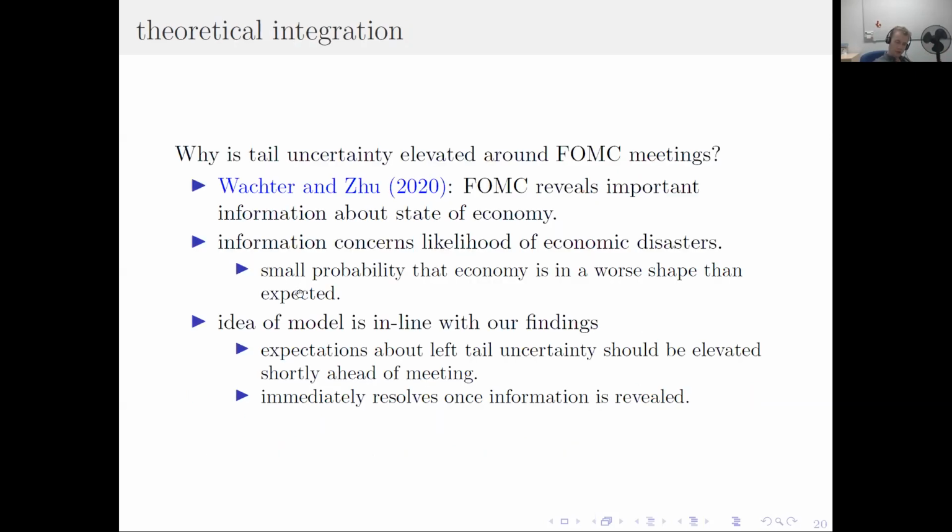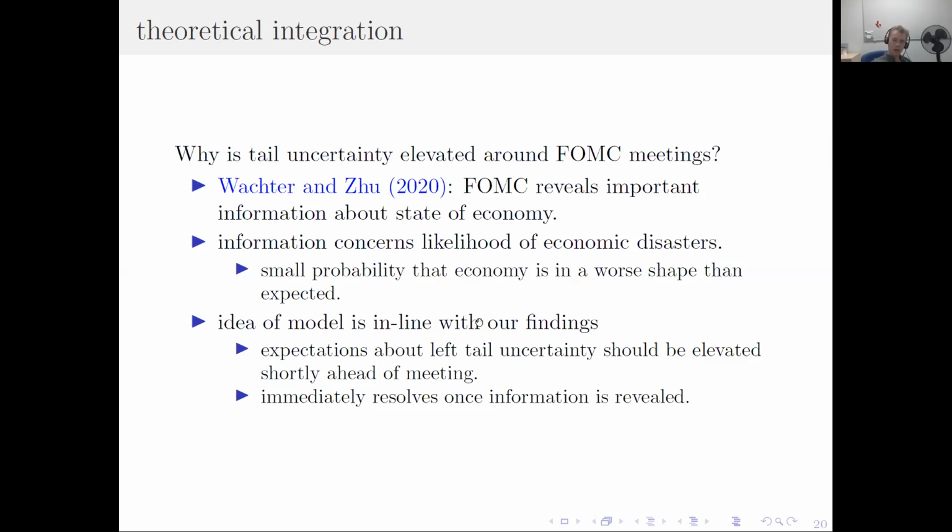So the last bit here is to try and integrate this into an existing theoretical framework. The reason why tail uncertainty is elevated is definitely important here around these FOMC meetings. And we try to integrate our empirical results into the framework by Wagda and Zhu, who show that the FOMC periodically reveals important information about the state of the economy. And this information concerns the likelihood of economic disasters, and that there is a small probability that at the announcement the Fed releases that basically the economy is in a worse shape than expected, which then warrants a risk premium.